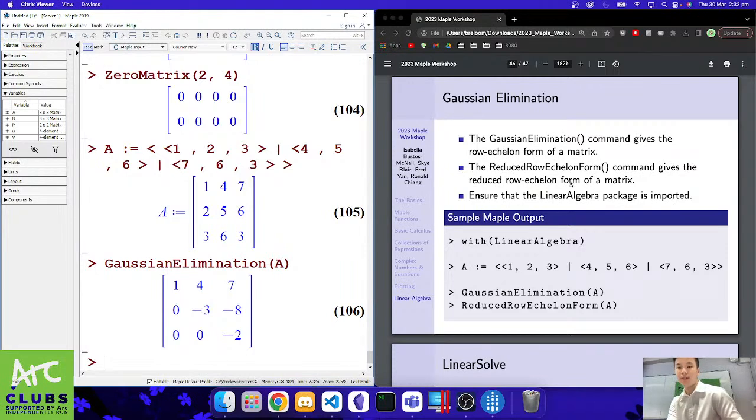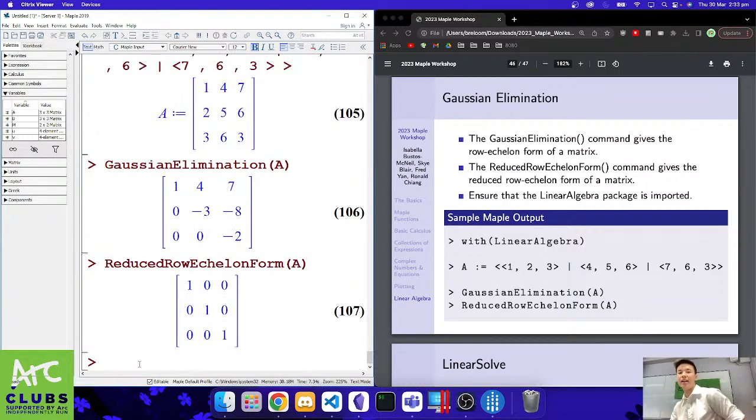And if we want to find the reduced row echelon form, we just call the reduced row echelon form and pass in our matrix A, and that most of the time would reduce it into the identity matrix. Not all the time.